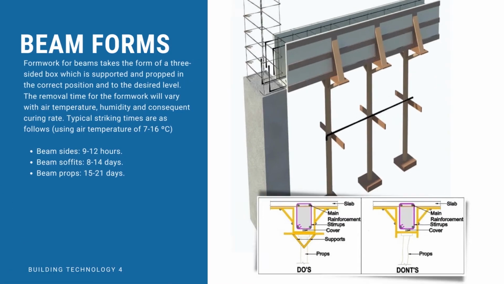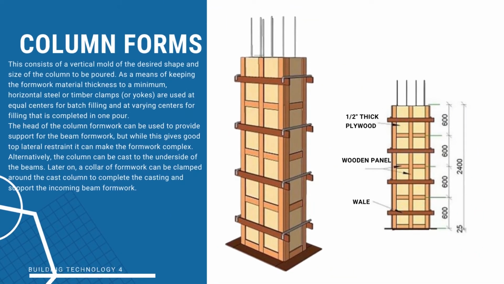Next slide. Next is the column forms. This consists of a vertical mold of the desired shape and size of the column to be poured, as a means of keeping the formwork's material thickness to a minimum. Horizontal steel or timber clamps or yokes are used at equal centers for batch filling and at varying centers for filling that is completed in one pour.